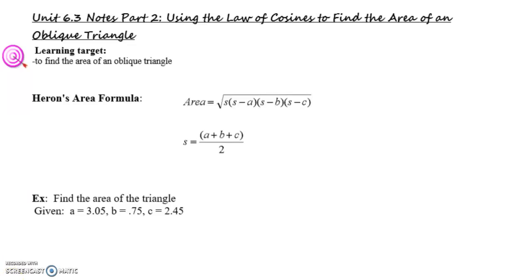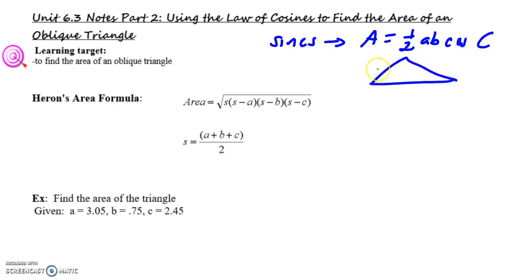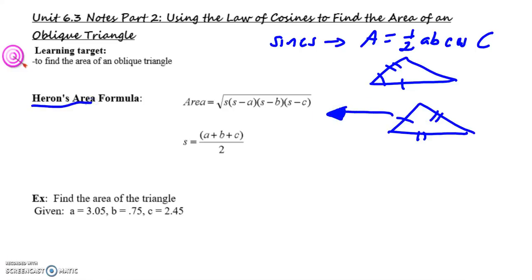All right, guys, so here is Unit 6.3, Part 2, using cosines to find the area of an oblique triangle. Now, again, before we start this one, some of you might recall that we used sines earlier in section 6.1. So a formula like this, 1/2 AB sine of C. This was handy when we had an oblique triangle where we were given side, angle, side. But if we're given three side lengths of a triangle, side, side, side, this formula called Heron's formula will come in handy.